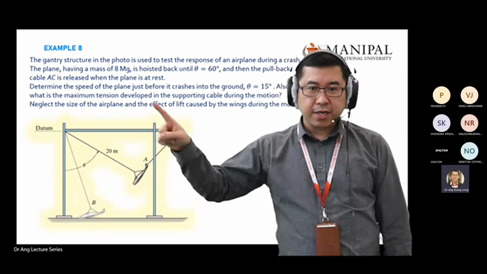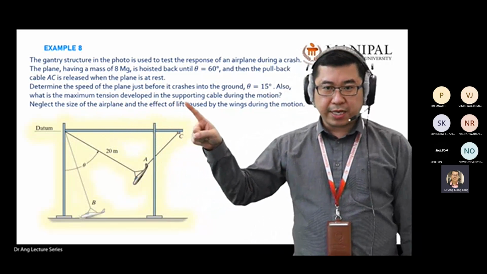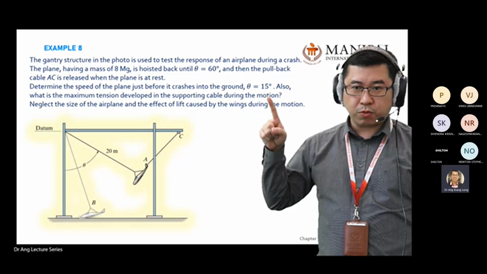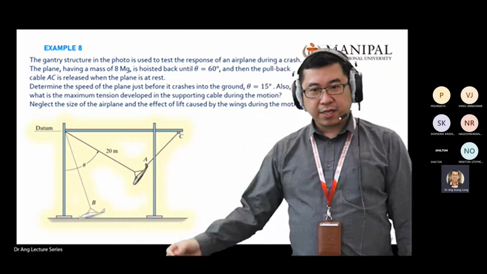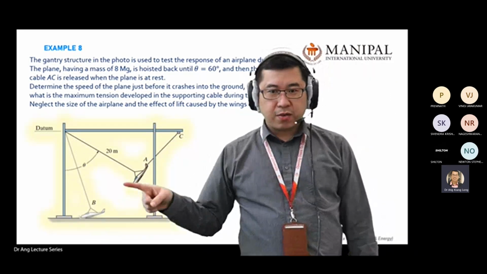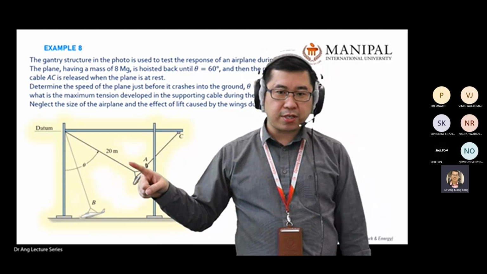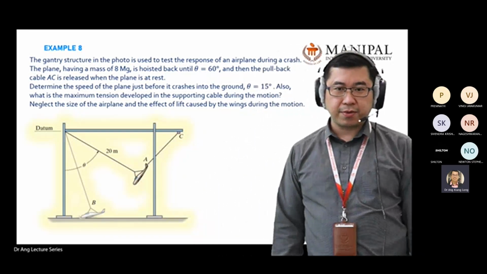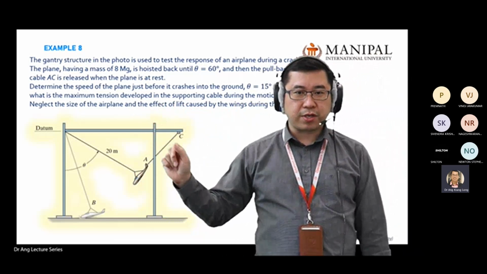What is the maximum tension developed in the supporting cable during motion? So during the swing, what is the tension experienced by the cable? That is part B, or the second question.